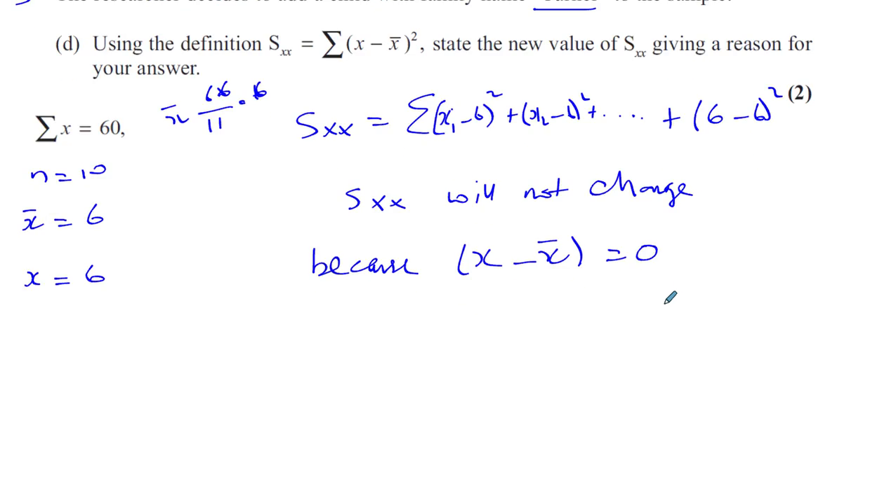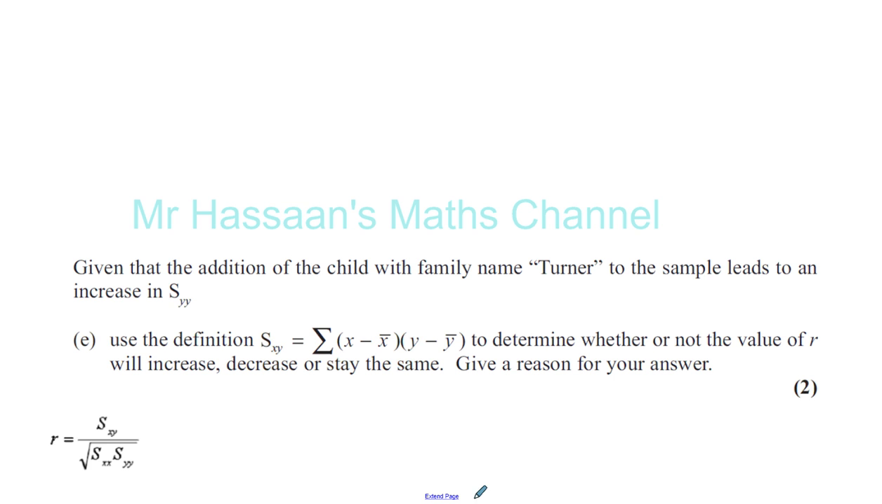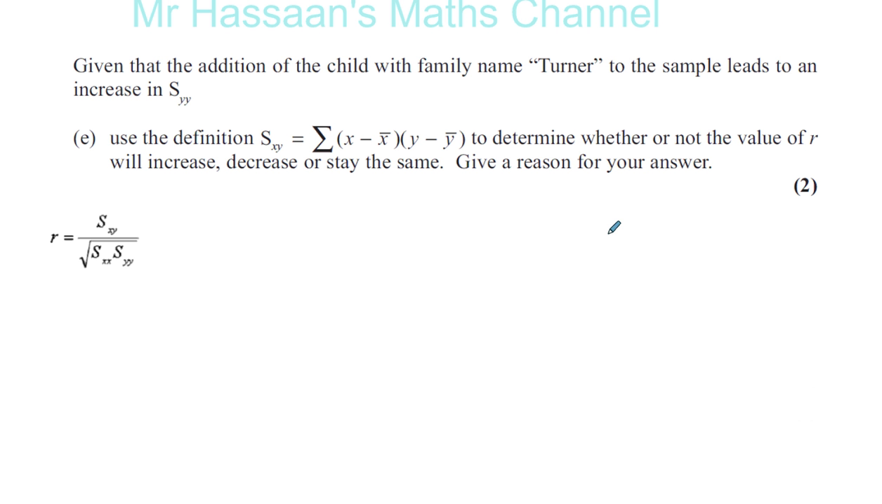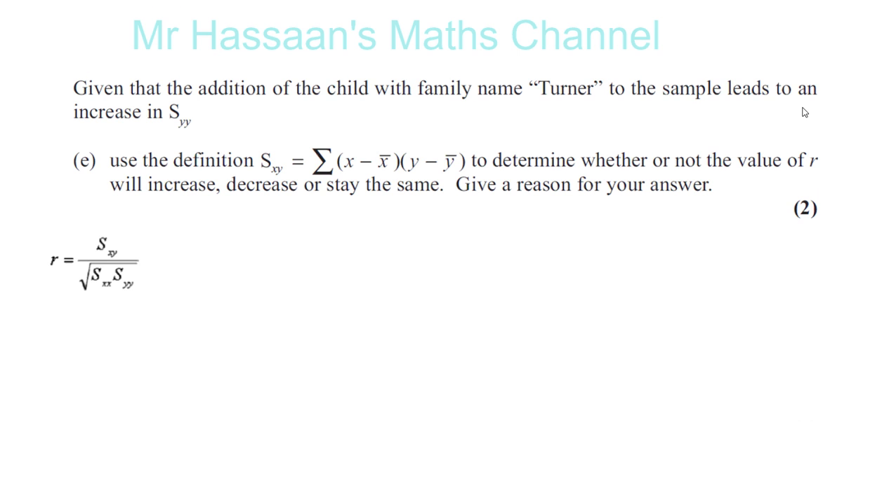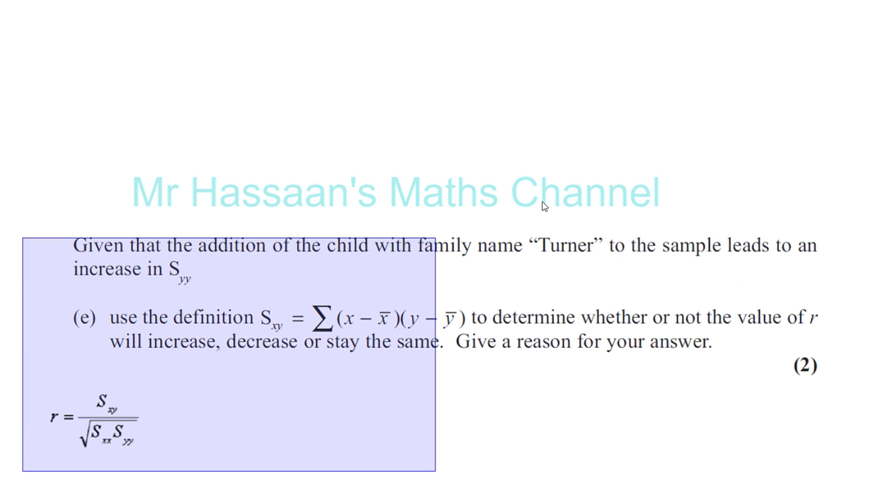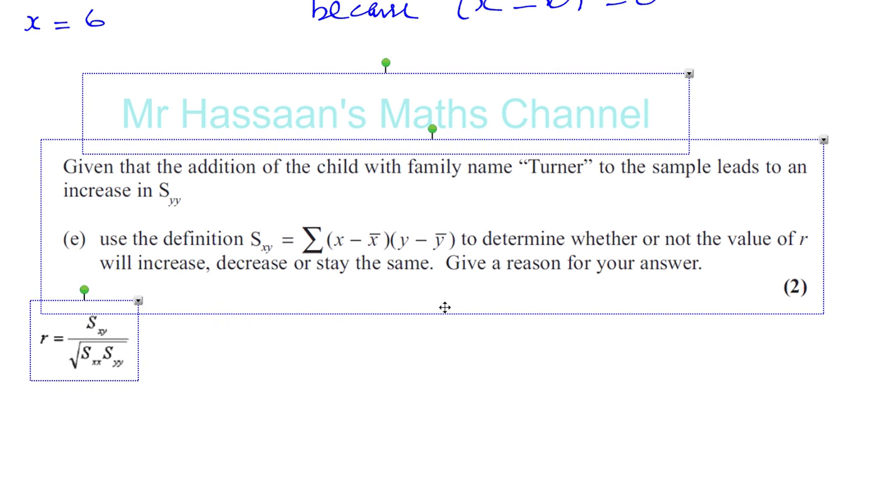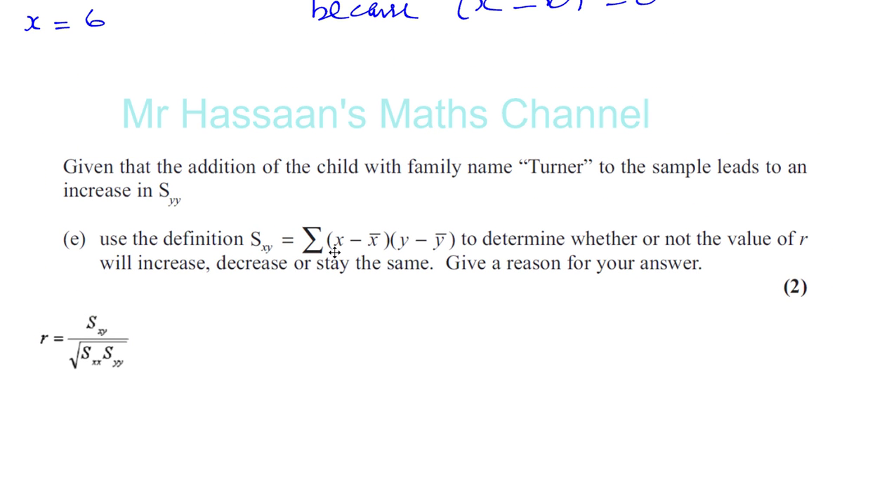All right. Now part E says, given that the addition of this child with family name Turner to the sample leads to an increase in Syy, how y changes with respect to itself, use the definition Sxy equals the sum of x minus x bar times y minus y bar to determine whether or not the value of R will increase, decrease, or stay the same. Give a reason for your answer. So now Syy is going to increase.